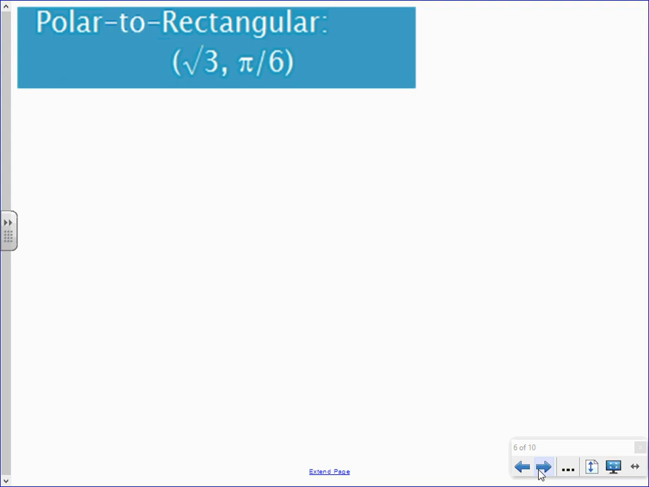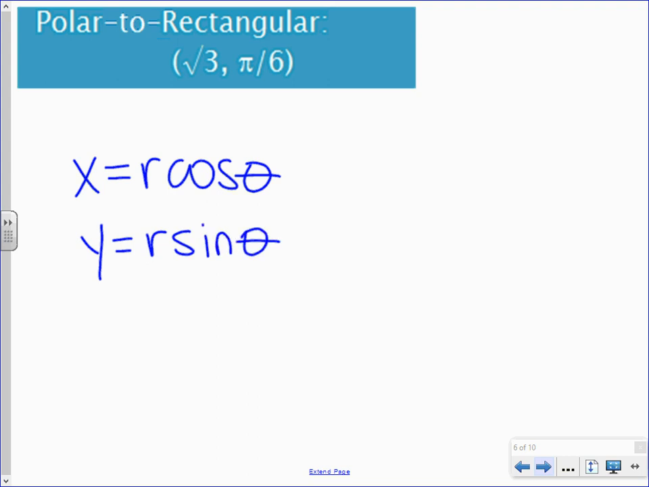So we have the coordinate radical 3, pi over 6. On our conversion page, we talked about how x was r cosine theta and y was r sine theta. So in this case, r is radical 3 and theta is pi over 6.